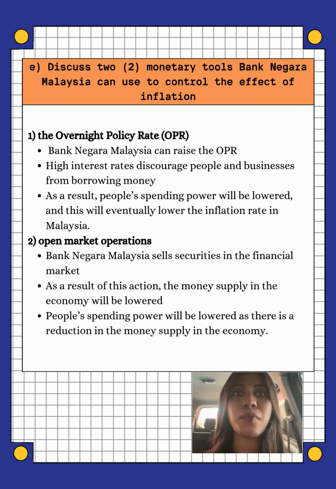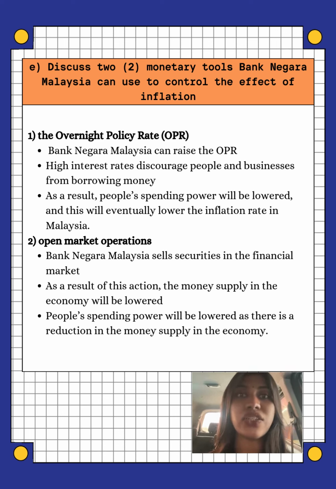I will discuss two monetary tools Bank Negara Malaysia uses to control inflation. First of all, the overnight policy rate, or OPR. Bank Negara Malaysia can raise the OPR. High interest rates discourage people and businesses from borrowing money. As a result, people's spending power will be lower and this will eventually lower the inflation rate in Malaysia.